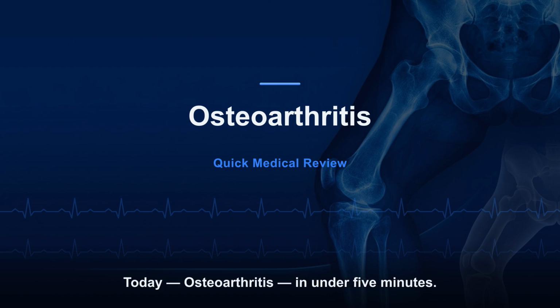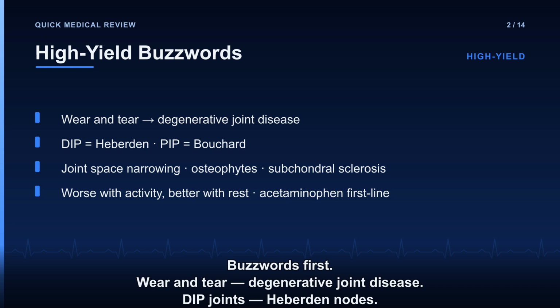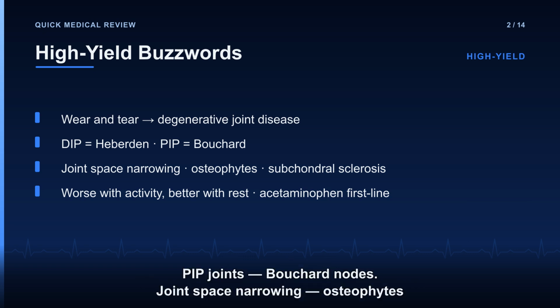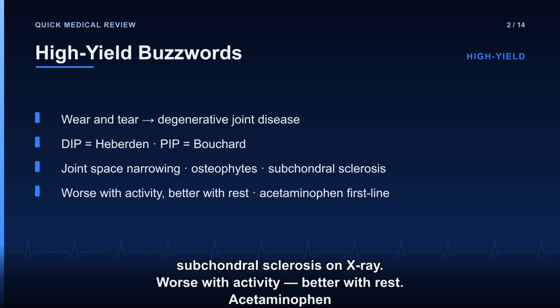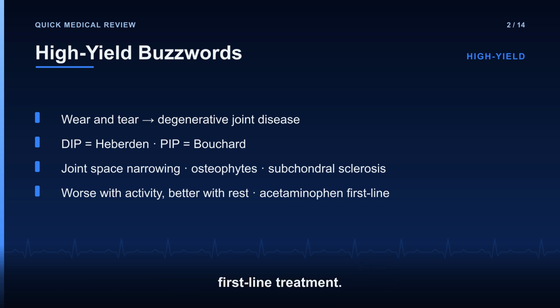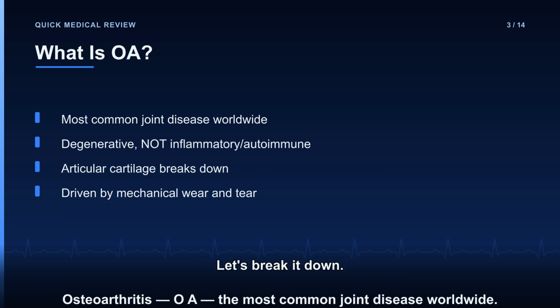Today, osteoarthritis in under 5 minutes. Let's go. Buzzwords first. Wear and tear, degenerative joint disease. DIP joints, Heberden nodes. PIP joints, Bouchard nodes. Joint space narrowing, osteophytes, subchondral sclerosis on X-ray. Worse with activity, better with rest. Acetaminophen first-line treatment. Let's break it down.